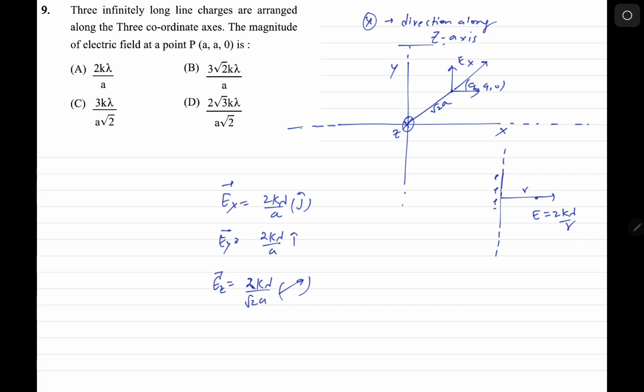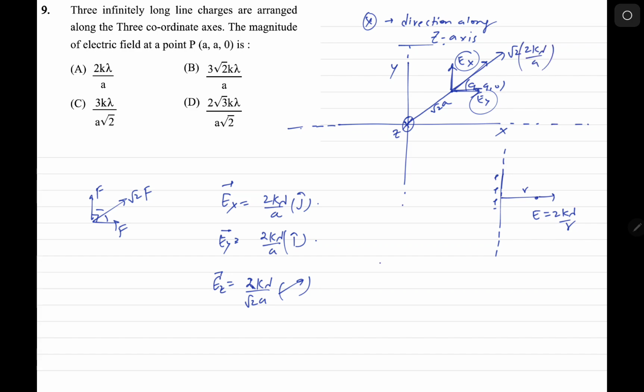Now we need to find the magnitude of the resultant. You can see Ex and Ey are both the same and perpendicular to each other. According to the property of vectors, if two equal vectors of magnitude f are perpendicular to each other, the resultant is root 2 times f, along the angle bisector. So the resultant of Ex and Ey will be along Ez, and that will be root 2 times the electric field, 2kλ/a.